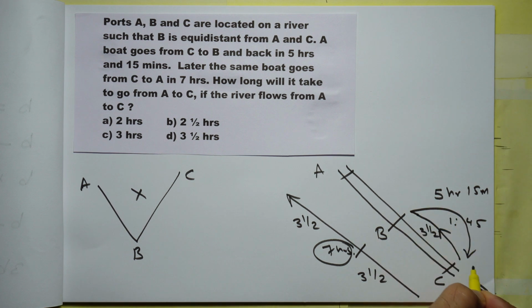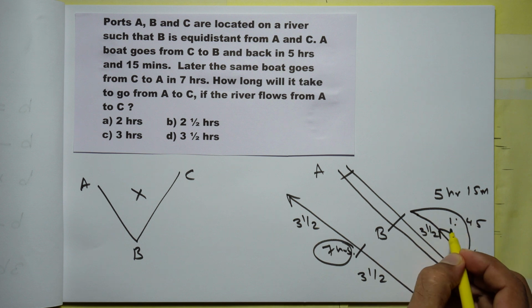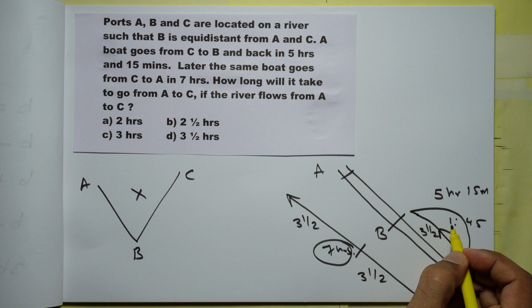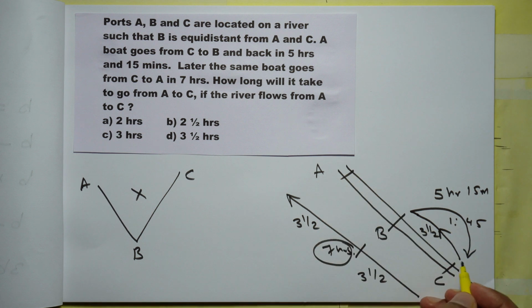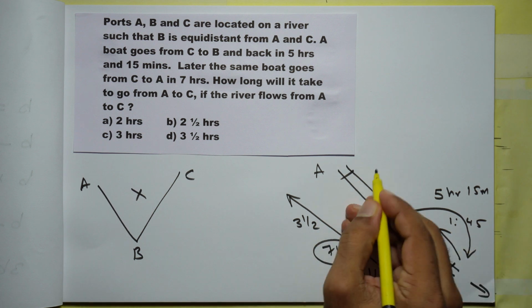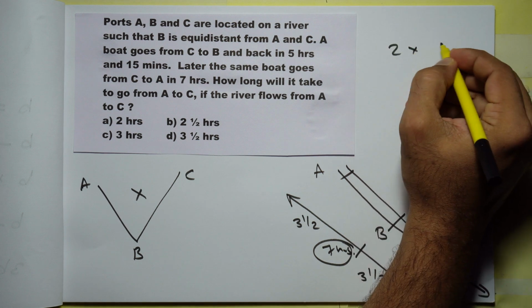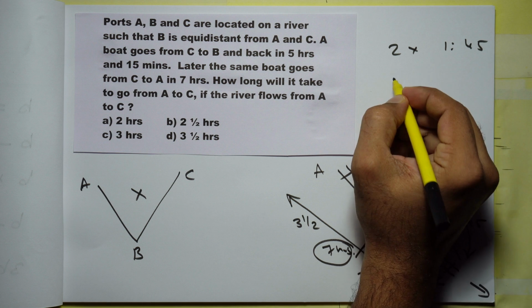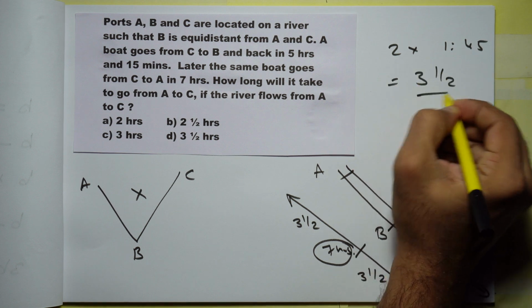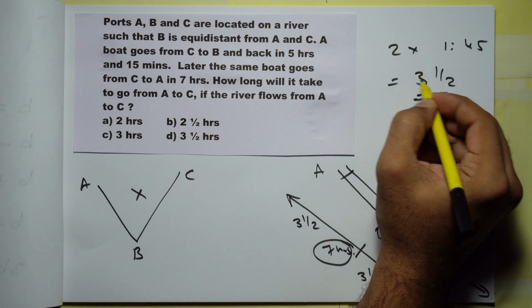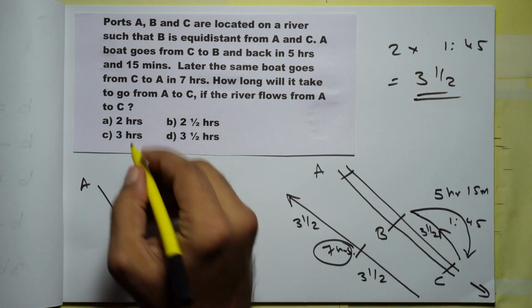So B to C downstream has to be 1 hour 45 minutes. A to C downstream will be double the distance, so double the time. Double of 1 hour 45 minutes, that is 2 times 1 hour 45 minutes, you will get as 3.5 hours. So if the boat were to go from A to C, it will require altogether 3.5 hours. That is option D.